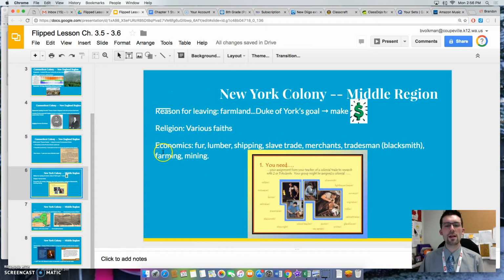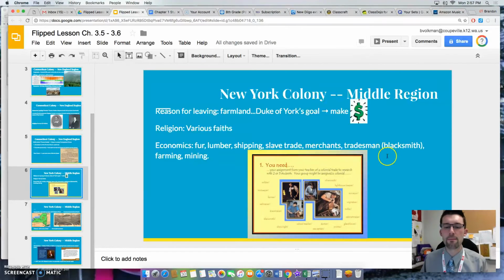All right, let's go over and talk now about the New York colony, which was in the middle region of the 13 colonies. First off, reasons for leaving to come to the New York colony mainly was farmland. But then we had the Duke of York, who we're going to talk about here in a couple of slides. His goal was to make money. Money, money, money, money, money. The religion. They had various faiths. Economics. Ways they made money was through fur, lumber, shipping, slave trade. You can read through the rest.